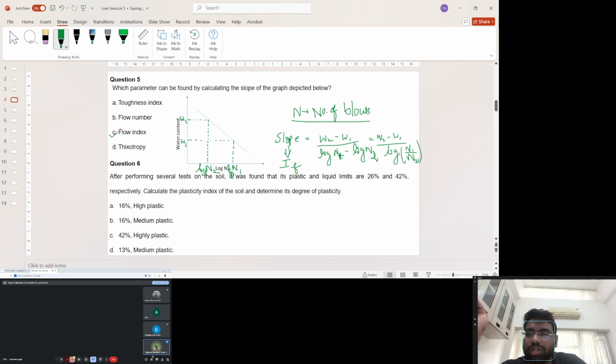So this is flow index. It is one of the important parameters which can be related to shear strength also, but not exactly. There is no direct relationship or proportionality with shear strength. So this is flow index.